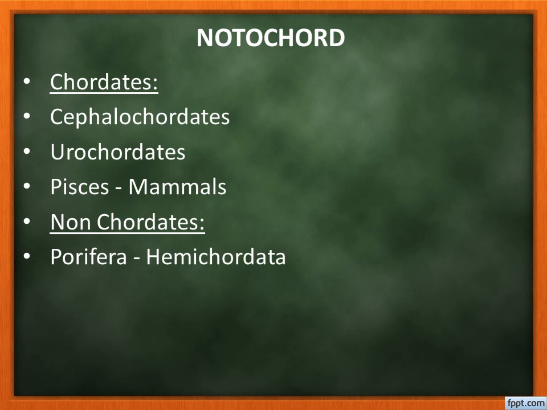Non-chordates means of course there will be no notochord. So from phylum Porifera to Hemichordata: Porifera, Coelenterata, Platyhelminthes, Aschelminthes, Annelida, Arthropoda, Mollusca, Echinodermata and Hemichordata. Till then there is no notochord. Understand? Okay. So that's all about this. The first topic, the basis of classification, we have completed. As per the basis of these characters, whatever we have discussed now, the animals are going to be classified, right?